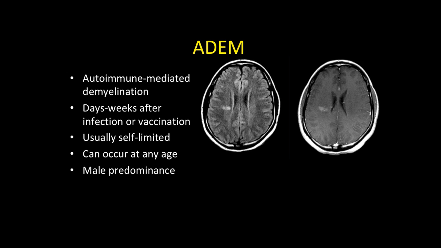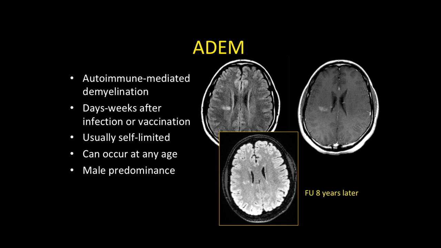All right, let's move on to the variants of demyelinating disease. First one here is ADEM, an autoimmune mediated demyelination, usually days to weeks after a viral infection or a vaccination. It's usually monophasic and it can occur at any age and typically has a male predominance. In this case, a patient with a viral URI then presented with this MRI, and you can see the flare and a patchy enhancing lesion in the right corona radiata. It was monophasic. Follow-up MRI 8 years later shows some sequela of that right-sided lesion, with no new lesion developing and no further enhancement. So that's ADEM.